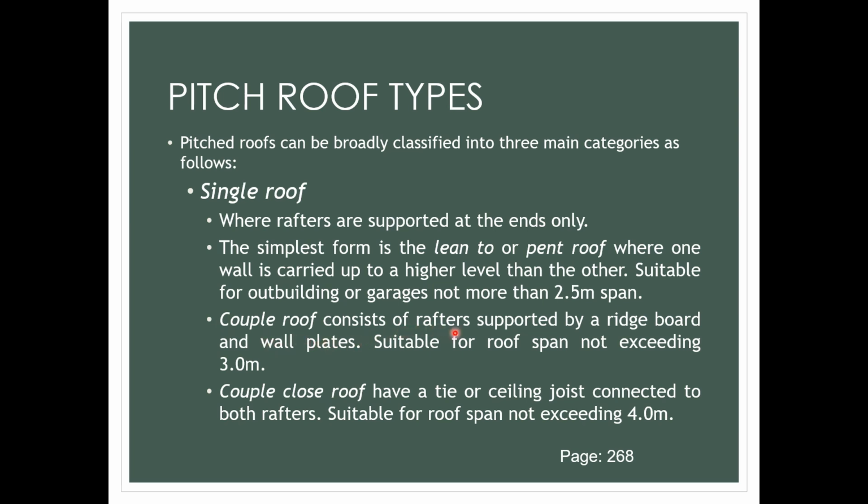Couple roof consists of rafters supported by ridge board and wall plates, suitable for roof span not exceeding 3 meters. So next one, we have couple roof, in which the rafter is supported by ridge board. Okay, we have a ridge. Where is the ridge? Please refer back to the previous slide. The ridge is on top of the pitch of each roof, and then connected and supported on wall plates.